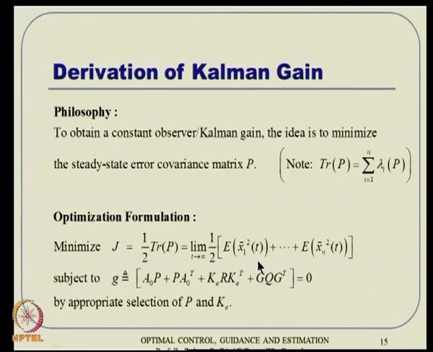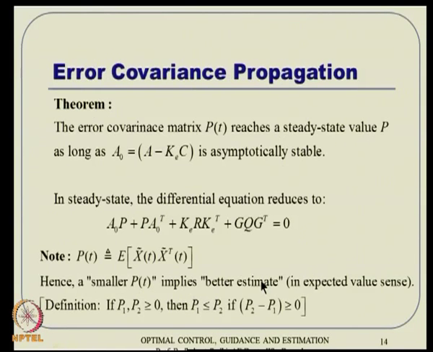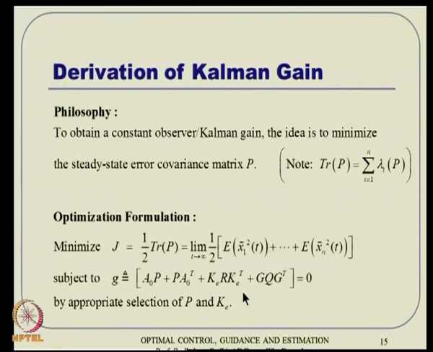So, when t goes to infinity, these error quantities are there, x1 tilde square, x2 tilde square, and so on. The expected value of all that, summed up, is what you want to minimize. But this has to be minimized subject to this constraint equation we got. This cannot be ignored. So, in other words, we want to find an appropriate selection of P and Ke such that it will minimize the steady state trace of P, to be very exact, subject to this Riccati equation.